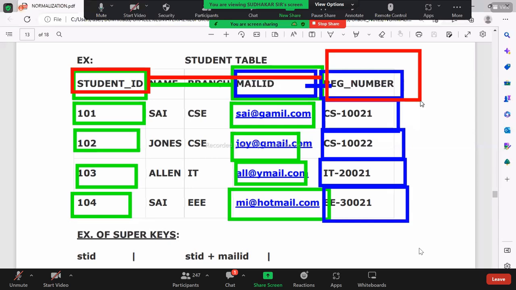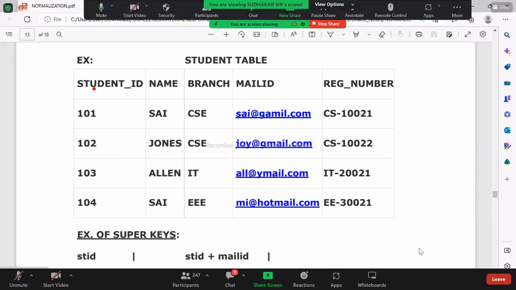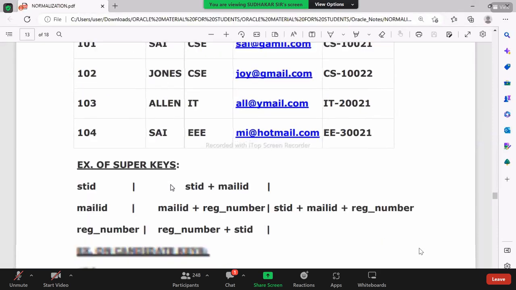So that means any combination of columns, if it maintains uniqueness, then those columns are also called a super key. And finally, you can take your 3 columns combination: student ID, mail ID, registration number. If you check the 3-column combination, do you have any repetition? No. This 3-column combination of data also maintains uniqueness. So this 3-column combination is also called a super key. That is what I have given below.